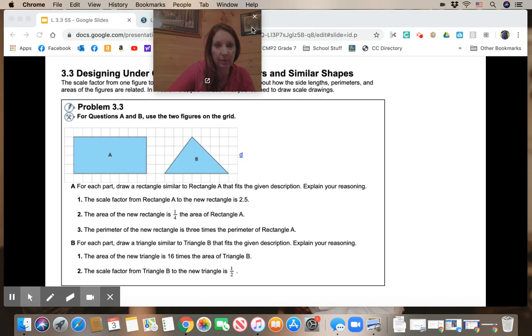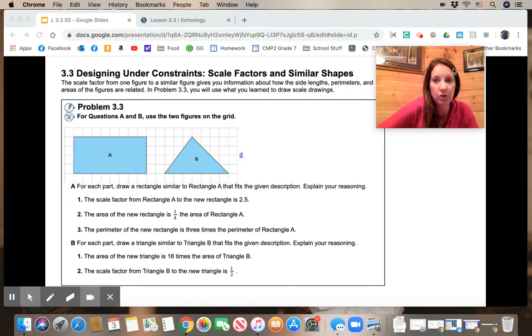In 3.3, you are designing under constraints using scale factor and similar shapes. The scale factor from one figure to a similar figure gives you information about how the side lengths, perimeters, and areas are related. In problem 3.3, you will use what you have learned to draw scale drawings.